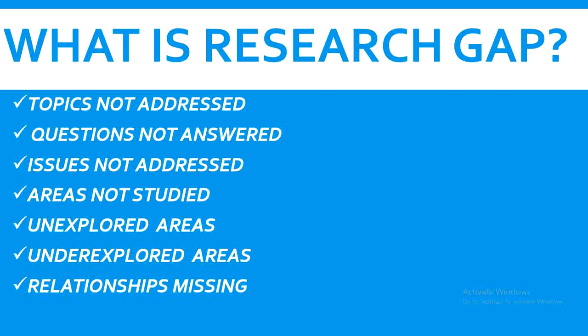Then you can also see the results of the study. You can also get a clearer idea about which variable relationships they have not found, and which variables they have not studied. So these are the 7 points which are related to research gap. After understanding these points, we are clear about what a research gap is. Now we will go to our next part.